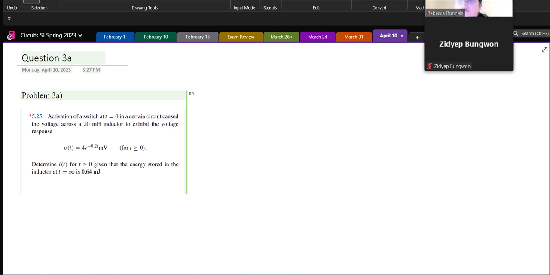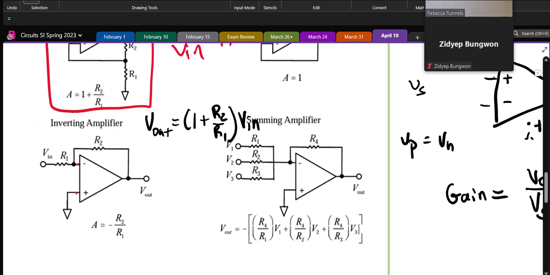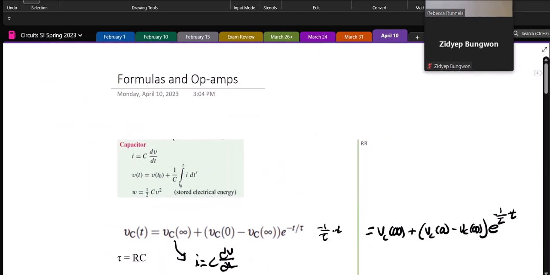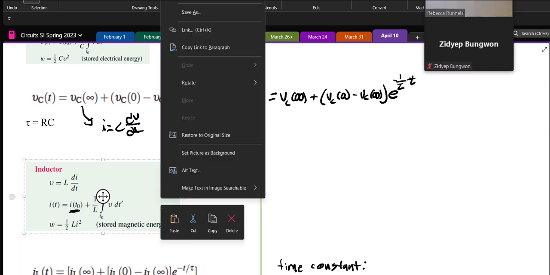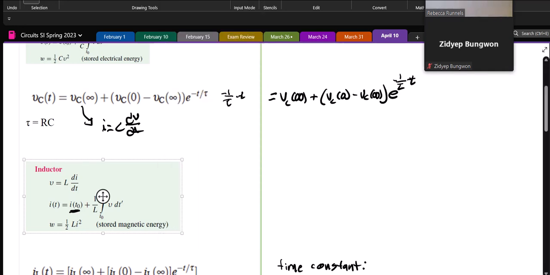Are these inductors? Some inductor questions. These are not RL circuits, these are just inductors. So this is where we would use the formulas that have to do with the current and voltage across an inductor. So that would be these formulas right here. Might as well copy them.